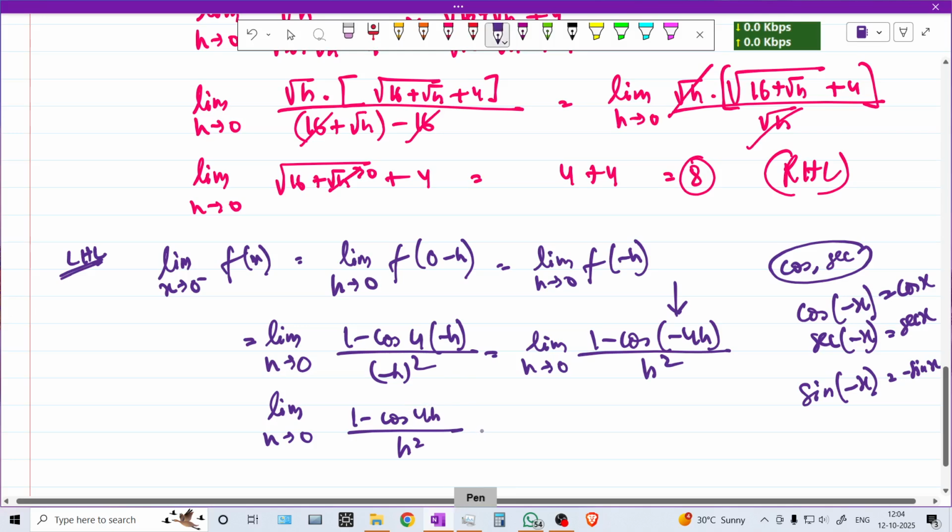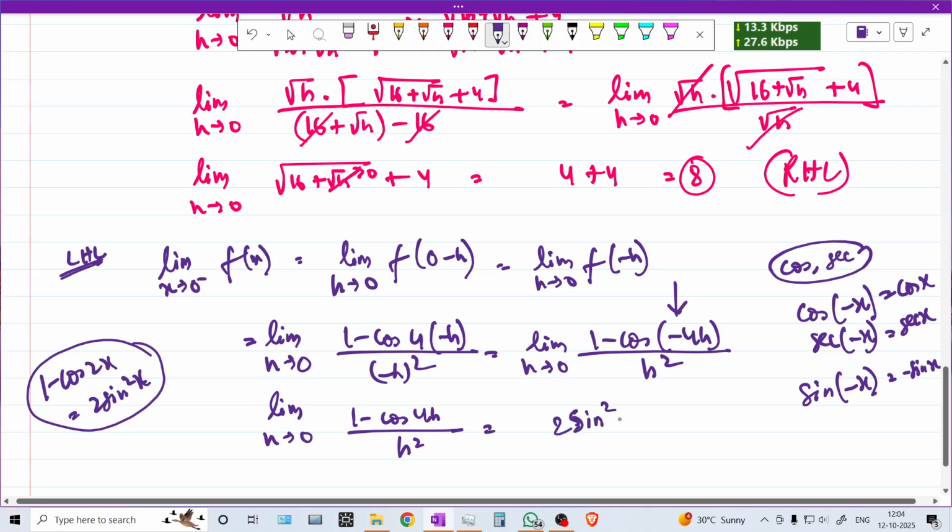Now you can apply the formula 1 minus cos 2x. We know the formula: 1 minus cos 2x is equal to 2 sine square x. So the same formula will be applied here. It will be 2 sine square 2h by h square, 2 sine square 2h by h square.